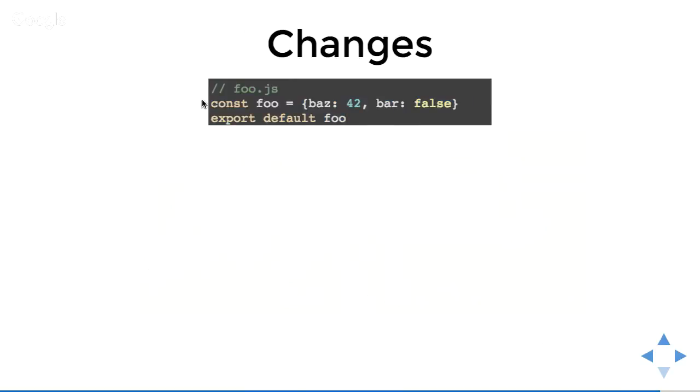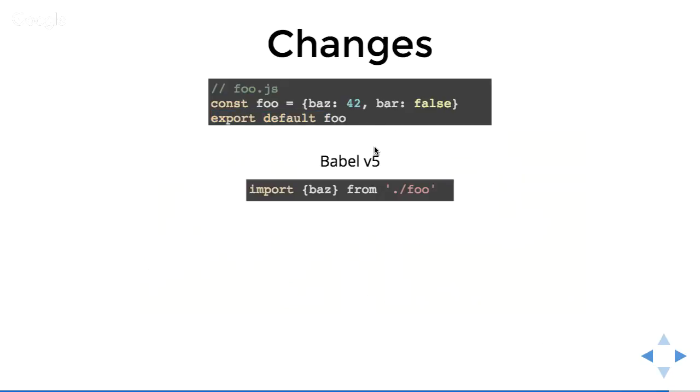For a lot of my stuff, I'd have an object that I'd stick a bunch of stuff on, and then I would export that object as the default. And then in Babel version 5, I could import and provide an import specifier to pull out properties off of that object. And this is invalid ES6. This isn't valid as far as the specification is concerned. But it worked because of the way that Babel was transpiling your code.